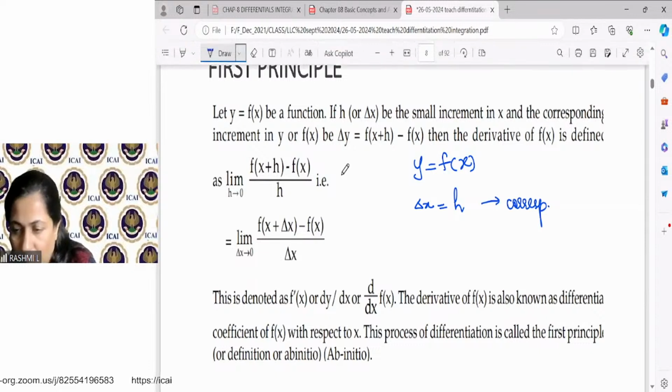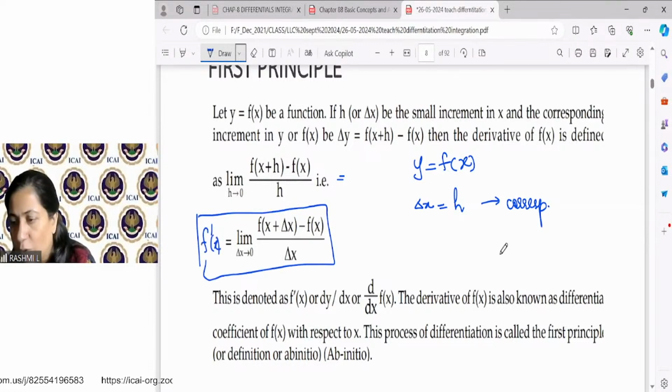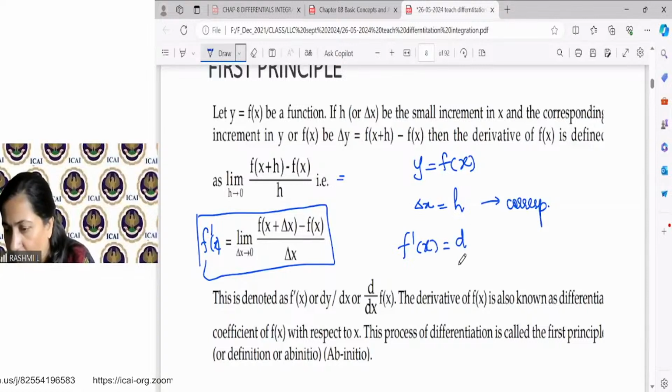This is given by limit h tending to 0, f(x plus h) minus f(x) upon h. And in terms of delta x, you can write it as this. So this is known as the first principle. This is called f dash x, also represented as d by dx of f(x).